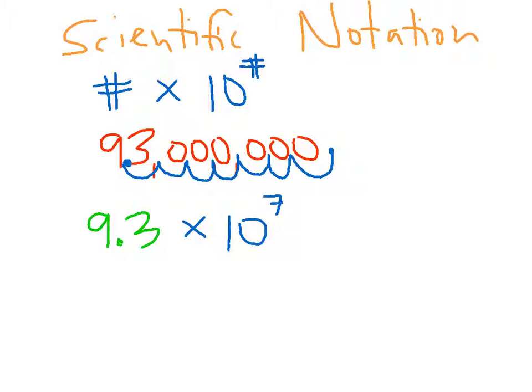Scientific notation also works on small numbers. So if I make up a number that's really small, let's say 0.000000138. First thing we want to do is look at this really small number and pick out a number between 1 and 10. A little tricky here.